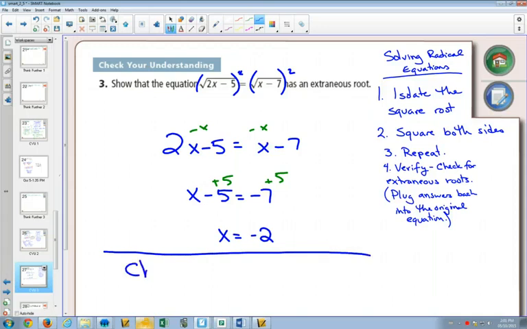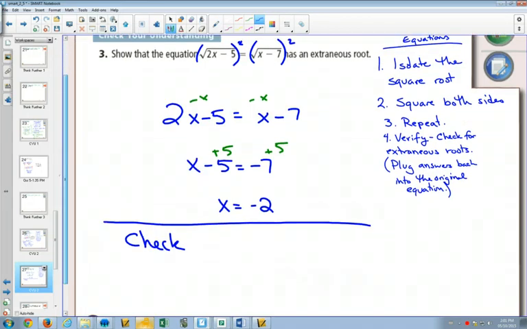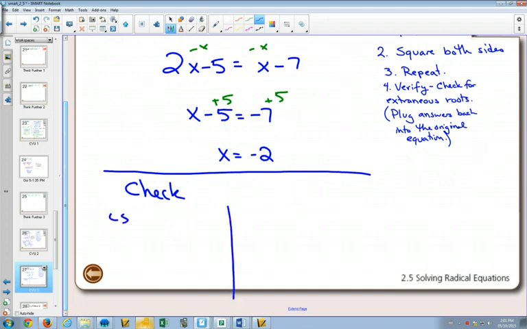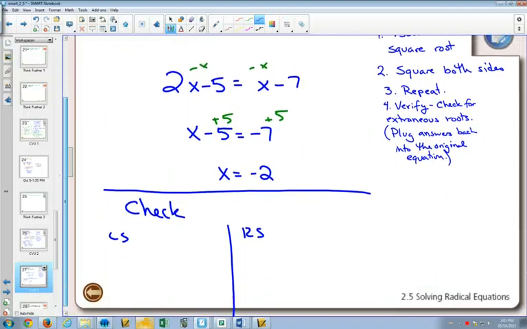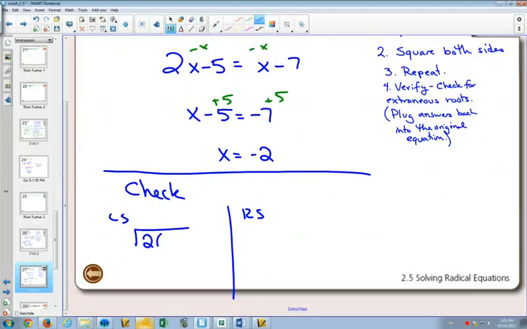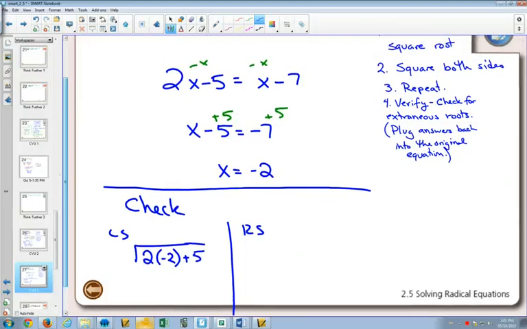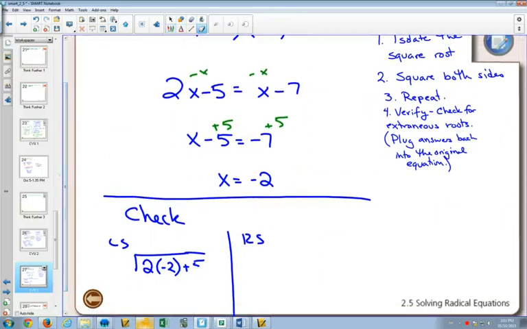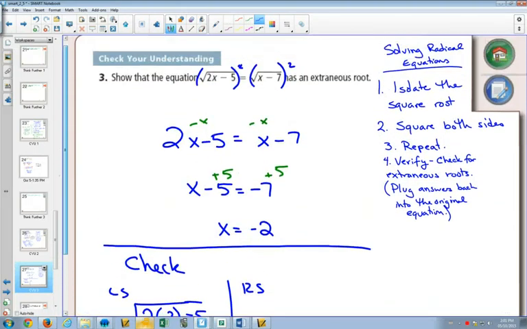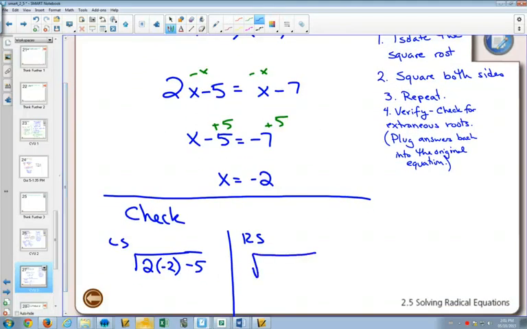Now, when we go to check, because we're told that this is an extraneous root, when we look at our left side and split it up and look at our right side, we go to our original equation. So our original equation was the square root of 2x minus 5. And our right hand of our equation is square root of x minus 7, with x being negative 2.